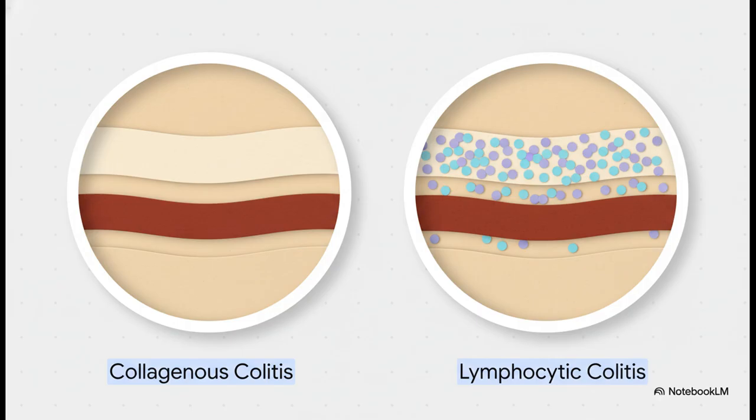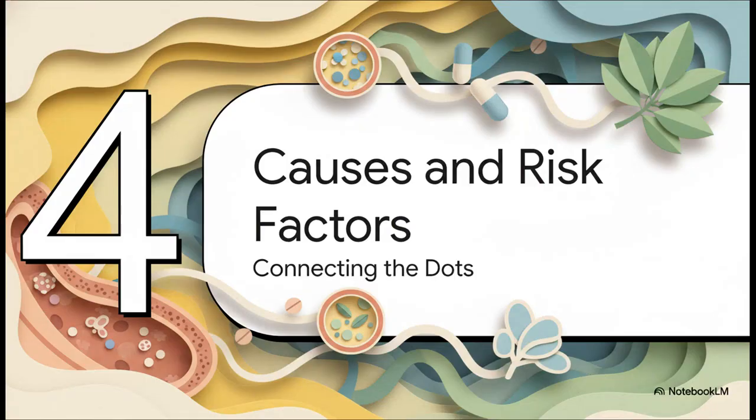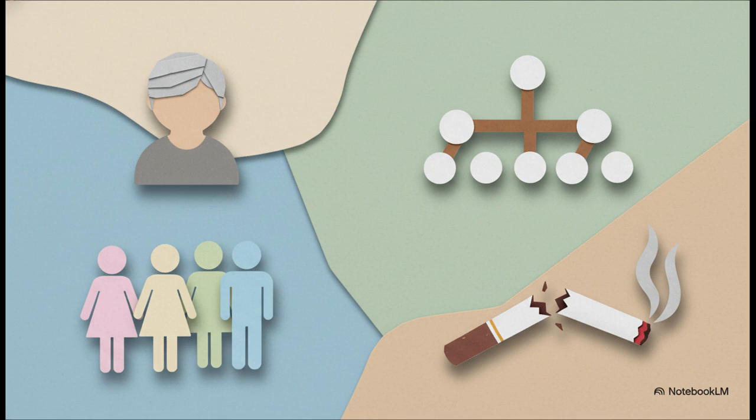It's kind of like too many security guards all showing up in one small area. Okay, so the big question: what causes this, and who's more likely to get it? Well, the exact cause isn't totally understood yet, but researchers have found some really important clues and risk factors that help us connect the dots. The data shows a pretty clear pattern.